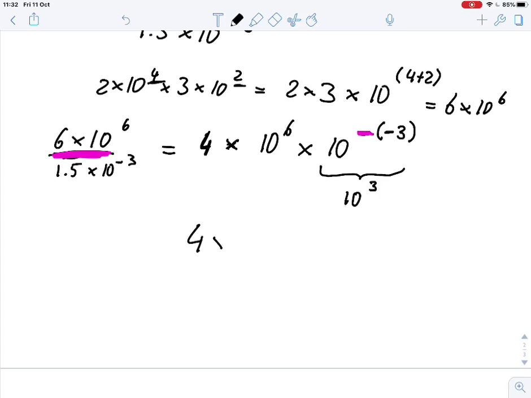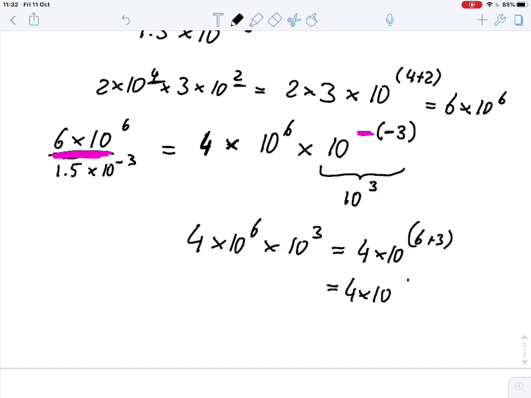Now we have 4 times 10 to the 6 times 10 to the 3. And again, that's easy, because we just simply add the exponents. 4 times 10 to the 6 plus 3. And that gives us 4 times 10 to the 9. Okay? So these are the rules of exponents. Does it make sense to you? You just need a little bit of practice.